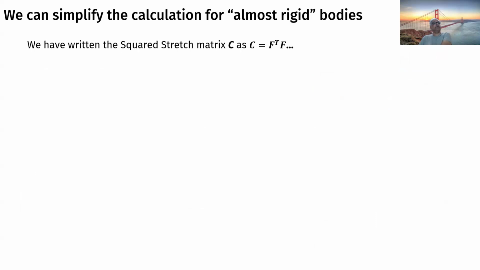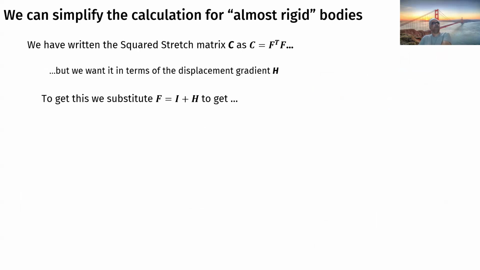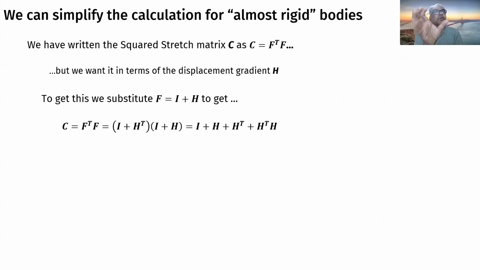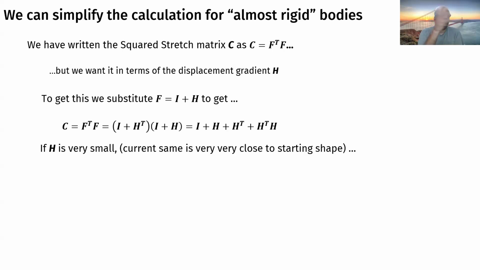We have written the squared stretch matrix as F transpose F, but we want it in terms of the gradient of the displacement H. So what we do is we substitute F equal to I plus H. When you do that, you will get C equal to I plus H plus H transpose plus H transpose H. So can you see that there is a constant term, which is I, there's a linear term H plus H transpose, and then there is a quadratic term H transpose H. So if H is very small, which means that the current shape is very, very close to the starting shape. I made a typo there. It's not same. It should be shape. Okay.